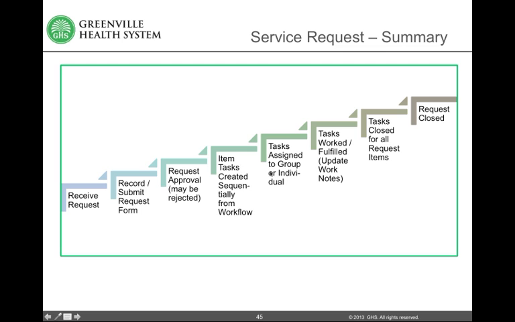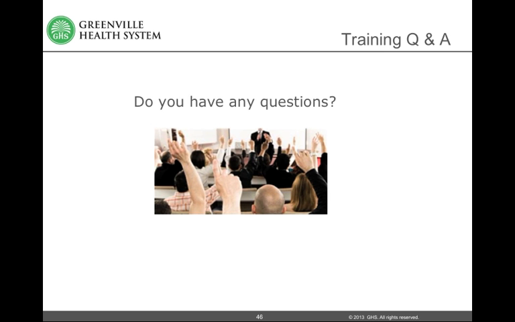Items then get created sequentially on the form. Approvals and tasks get sent out for those. The work gets completed. Tasks get closed. The overall request gets closed. So requests contain items. Items then have multiple tasks. This is a recording, so I apologize we don't have an opportunity for questions.